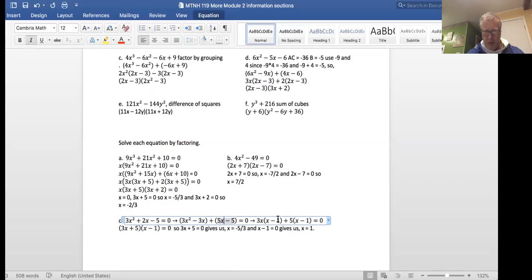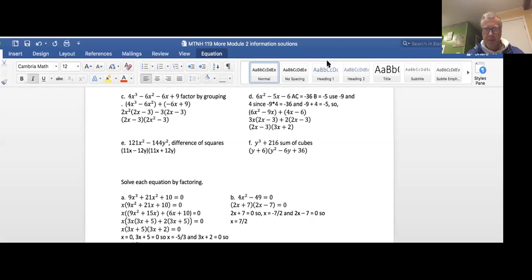So I factor by grouping, and we get 3x plus 5 as one set of parentheses, and x minus 1 as the other. I set 3x plus 5 equals 0. This gives us minus 5/3, and x minus 1 equals 0 gives us 1. Okay, so that's your review sheet.